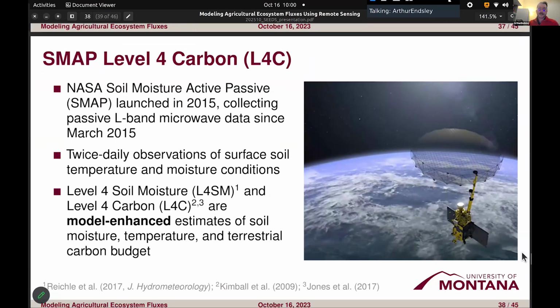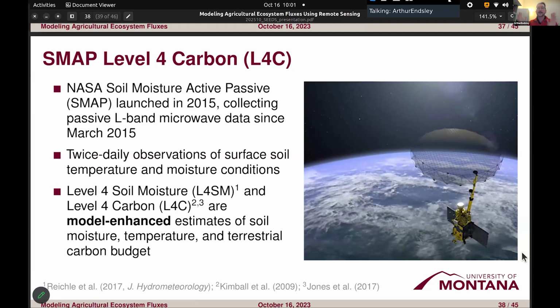I want to transition to talking about the third kind of model that I've been working with lately. You may remember MOD16 and MOD17 are missing a key constraint on ecosystem productivity and ecosystem water fluxes, and that's soil moisture. Now, fortunately, NASA has an entire mission dedicated to mapping soil moisture, and that's the Soil Moisture Active Passive mission that was launched in 2015.